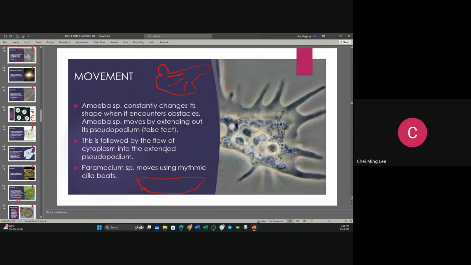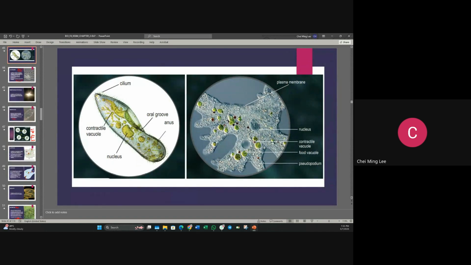Oral groove, it doesn't show this one. How about the oral groove here? You see, there's an opening, a very small opening. It's like the mouth. The cilium is like a small hair, right? It will create movement to pull the food into the oral groove.